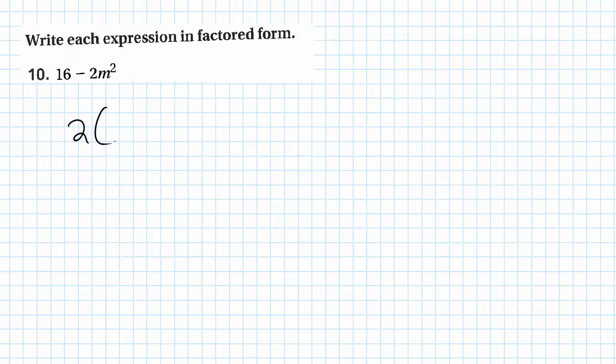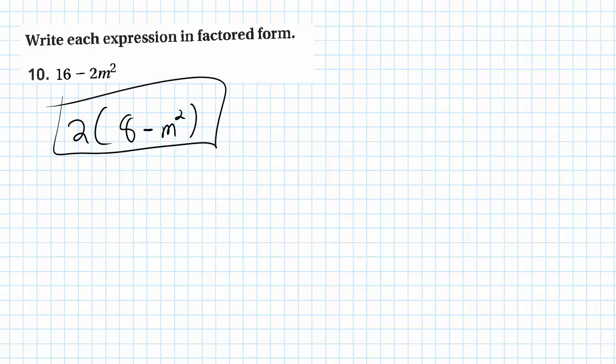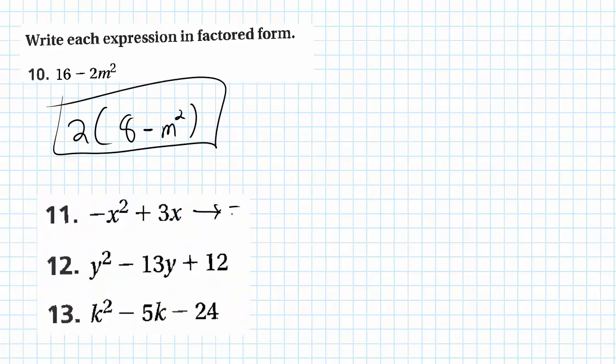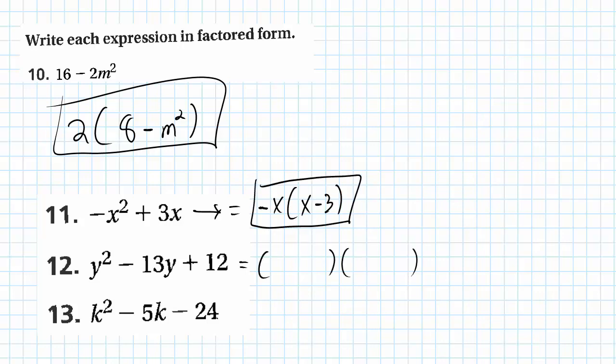We're going to start factoring expressions. Here, we can't FOIL it. All we can do is factor out a 2. When you factor out a 2, you just get 2 times (8 minus m squared). This cannot be factored any further because 8 is not a perfect square. For 11, we can factor a negative x out of both terms. For number 12, that one you can do the FOIL factoring. There's a plus on the end, so the signs are the same. So 2 negatives, factors of 12 that add up to 13.